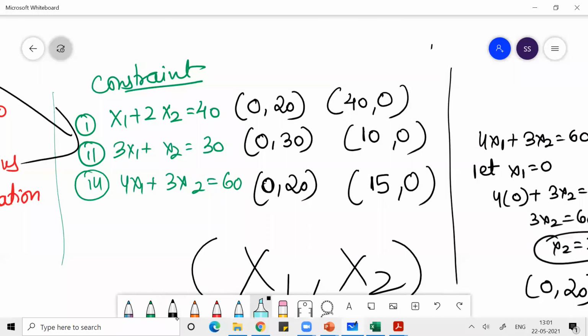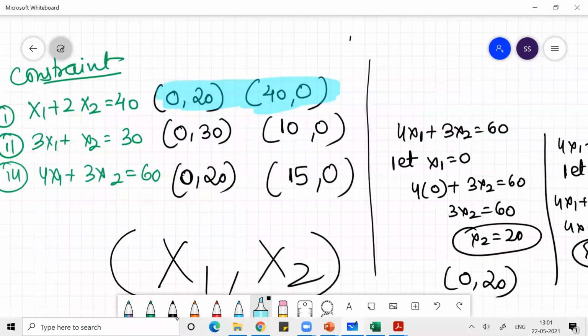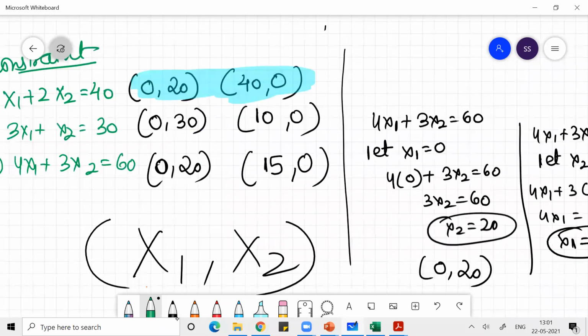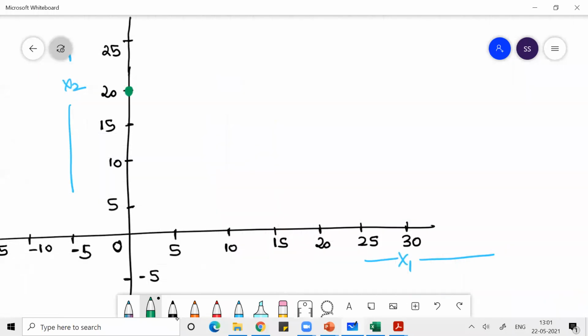Okay guys, now see the first equation. What are the coordinates of the first equation? They are (0, 20) and (40, 0). What is (0, 20)? x1 is 0 and x2 is 20. The next one is (40, 0), which means x1 is 40 and x2 is 0. Clear?